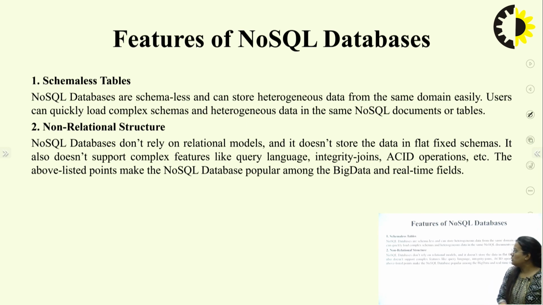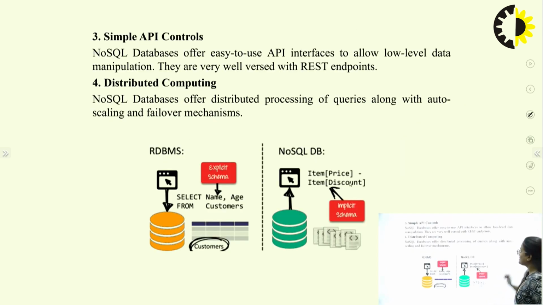Second feature will be no relational structure. NoSQL database does not rely on relational models and it does not store the data in flat fixed schemas. It also doesn't support complex features like query language, integrity, joins, ACID operations and so on. The above listed points make the NoSQL database popular among the big data and real-time fields.